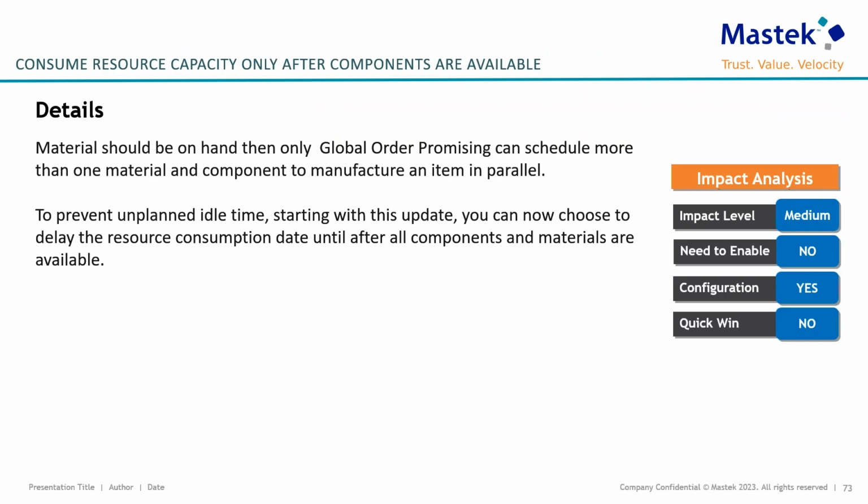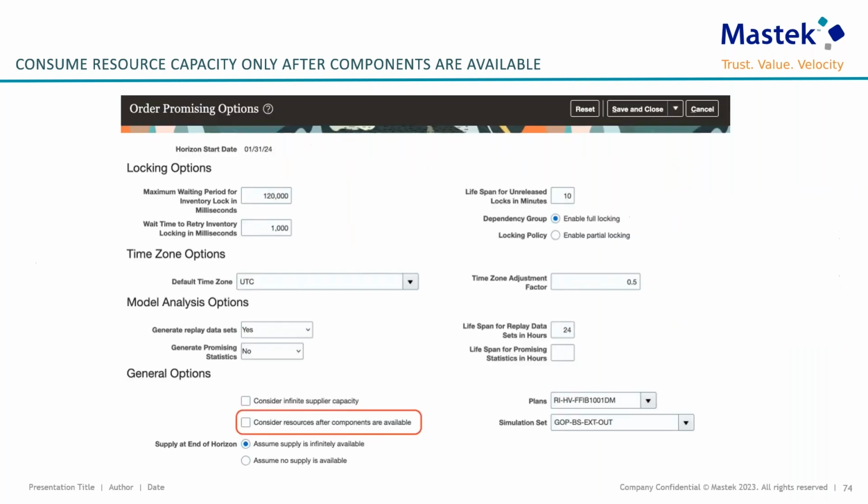Now moving to the next one, which is consume resource capacity only after components are available. Material should be on hand; otherwise, global order promising can schedule more than one material and component to manufacture an item in parallel. To prevent the unplanned idle time, starting with this update, we can now choose to delay the resource consumption date until after all components and materials are available. Again, it requires configuration changes and regression testing. So this will not be a quick win for us.